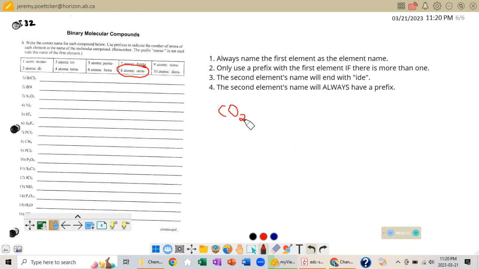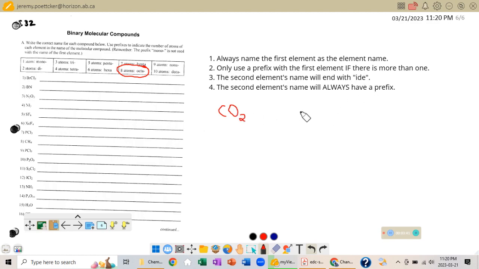Carbon dioxide. Okay. This kind of illustrates most of these rules here. Always name the first element as the element name. Carbon. There it is. It's not carbide or anything like that. It's just carbon. And only use a prefix with the first element if there's more than one. There's only one carbon, so I don't need to say monocarbon. So carbon, then there's 2 oxygens, so it's going to become dioxide.